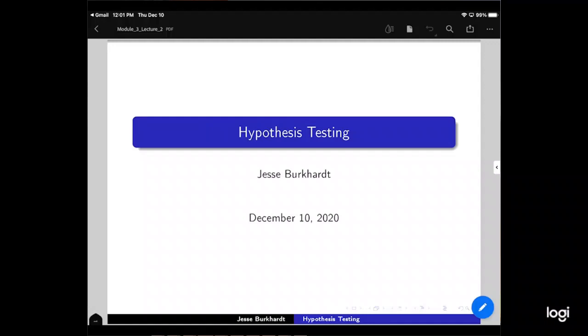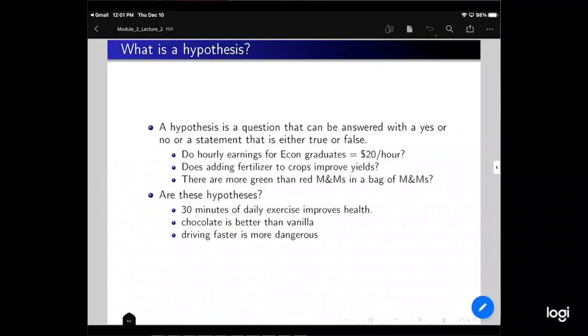Continuing on with lecture notes 3, we're going to talk about hypothesis testing. First, what's a hypothesis? A hypothesis is a question that can be answered with a yes or no, or a statement that is either true or false.